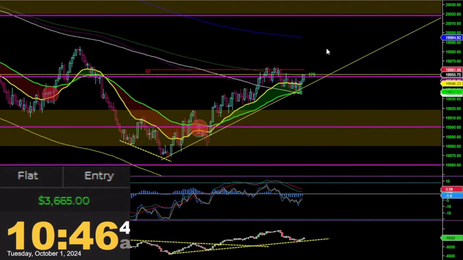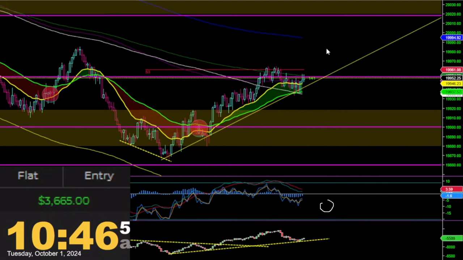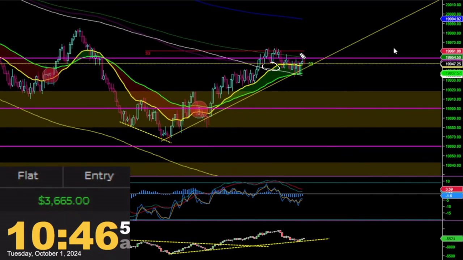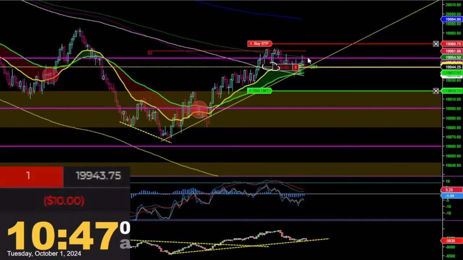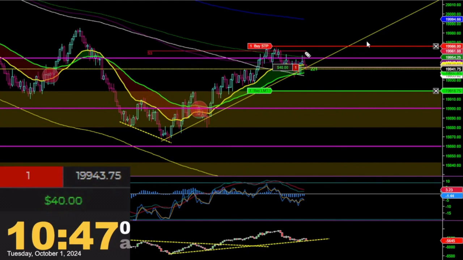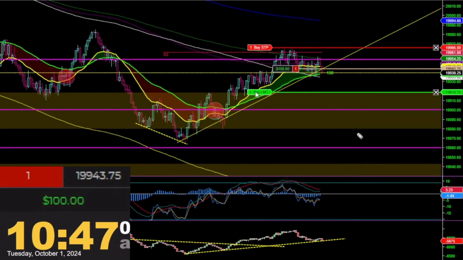Fifteen minutes after that one came this one. We retested this area over here. Now we put in a lower high on this. We bounced off of this level that I had over here. Here we go. Now we enter. We must stop right over here.